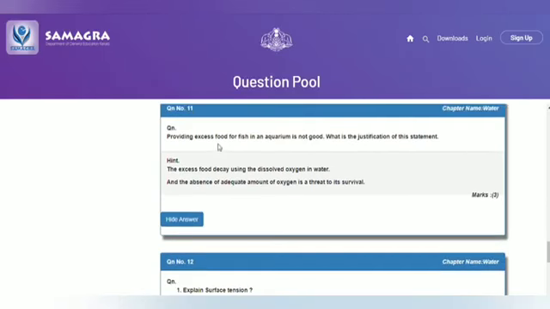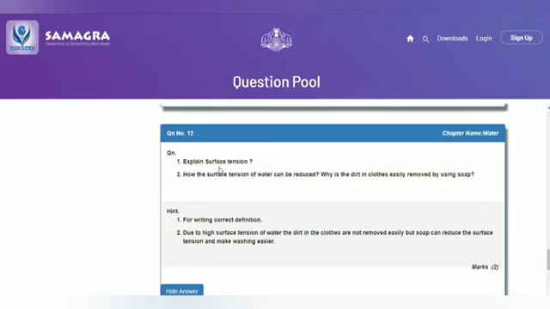11th question: providing excess food for fish in an aquarium is not good. What is the justification of the statement? The excess food decays using the dissolved oxygen in the water, and the absence of an adequate amount of oxygen is a threat to the fish's survival. Explain surface tension. How can the surface tension of water be reduced?